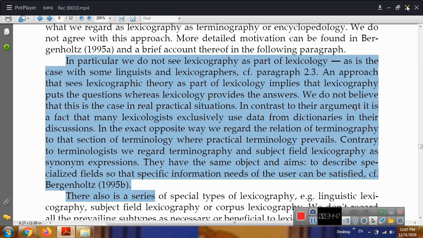In contrast to their argument, it is a fact that many lexicologists exclusively use data from dictionaries in their discussion. In the exact opposite way, we regard the relation of terminography to that section of terminology where practical terminology prevails. Contrary to terminologists, we regard terminography and subject field lexicography as synonymous expressions. They have the same object and aim to describe specialized fields, so that the specific information needs of the user can be satisfied.